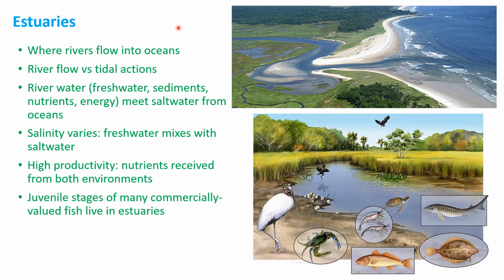And also, estuaries are known to be very good nurseries for the development of juveniles and for eggs to hatch. For many commercially valued fish species, their larval stages, juvenile stages, and early growth stages are spent in estuaries, probably due to two main reasons. One being that estuaries are quite safe environments from predators.